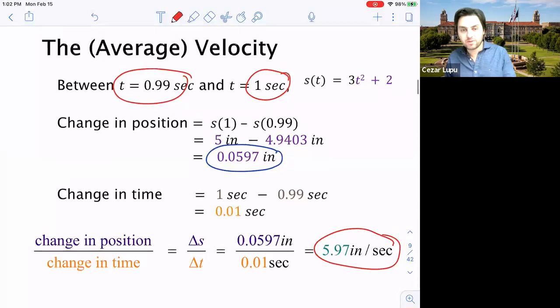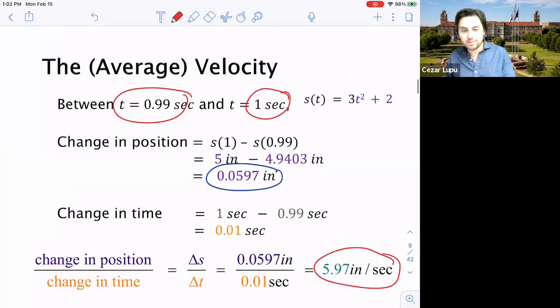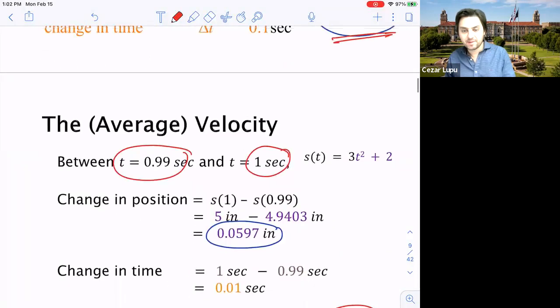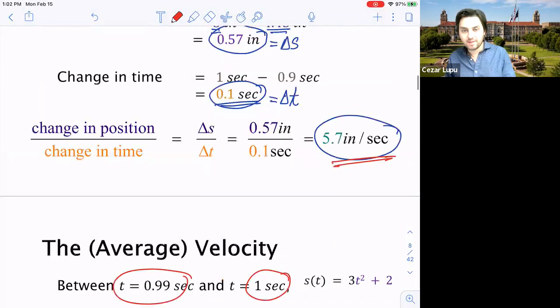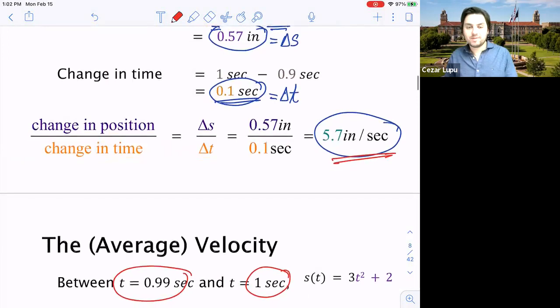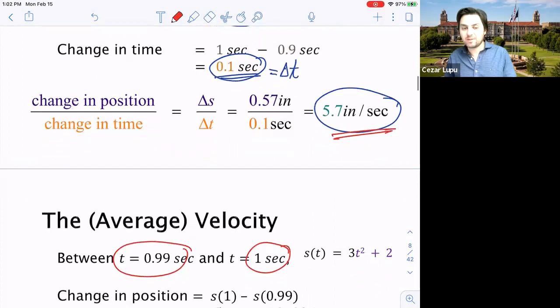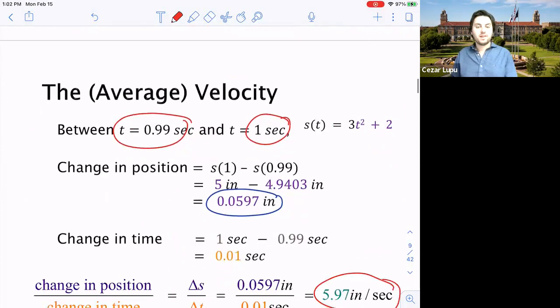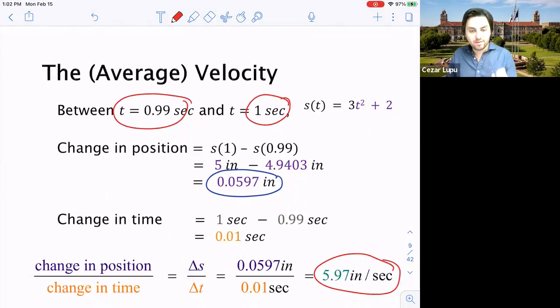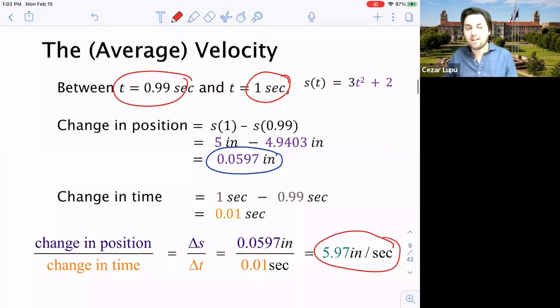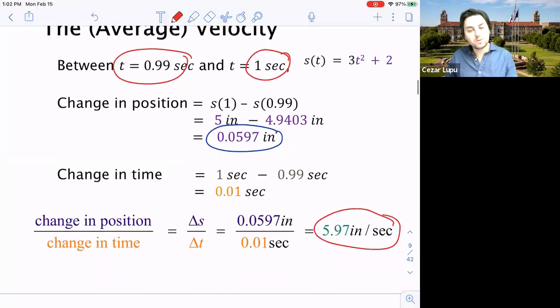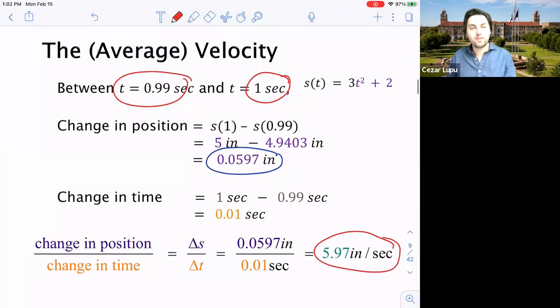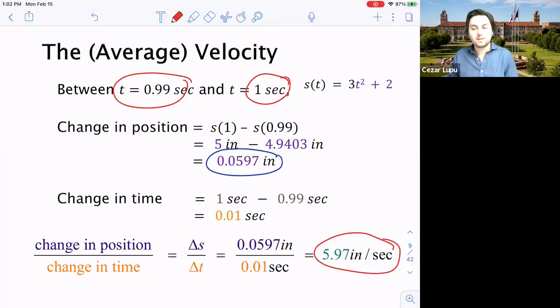All right, let's compare this with the previous result. What do you see? Can you tell me? You see, what we get approaches 6. Very, very good observation. As we get closer around 1, the average velocity will approach 6. That's great. So this is, more or less, what that limiting process is all about.